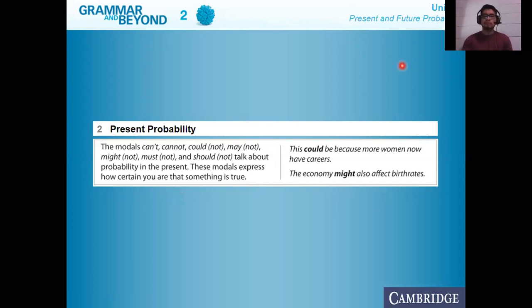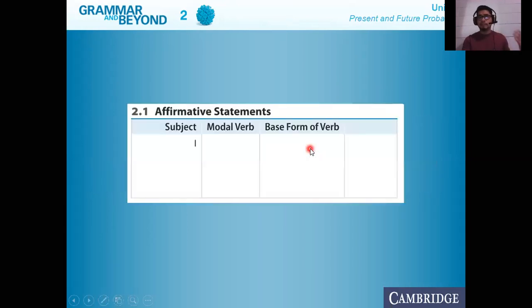So let's focus on another example. The economy may also affect birth rates. That's a possibility, but that's not certain at all because we're using may over here. That's a probability. That's a 50-50 chance, as we learned before, if you remember. The same with could. It's a 50-50 chance of something happening or not.